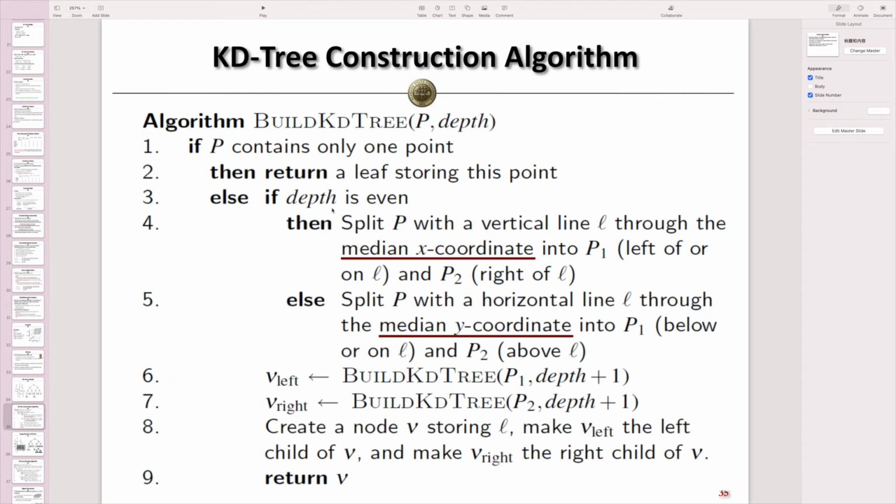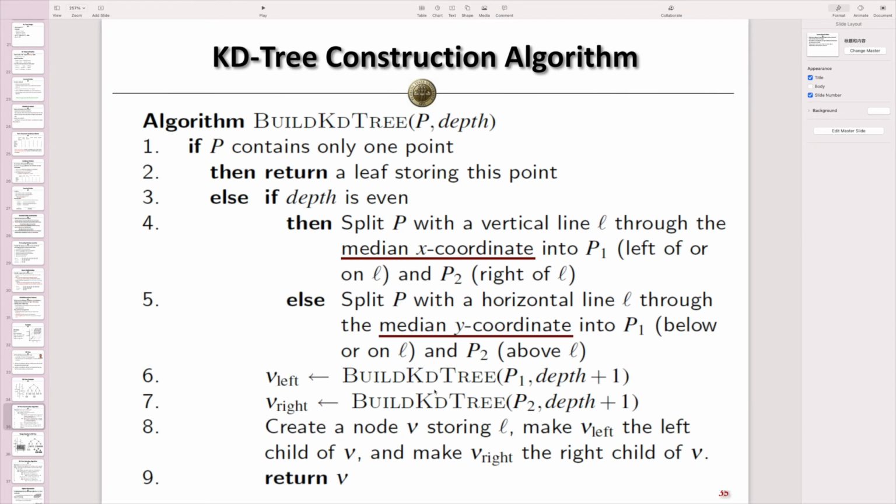So depending on the depth of the tree, we can split the region into two parts according to the x and y coordinates, and then we have two regions, P1 and P2. According to P1 and P2, we can further build a KD tree by recursively calling this function again. We call build KD tree with P1 as the input, and we also increase the depth by 1. Similarly, we build another KD tree according to P2, and we also increase the depth.